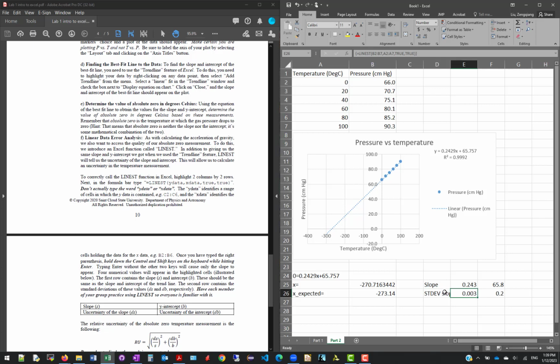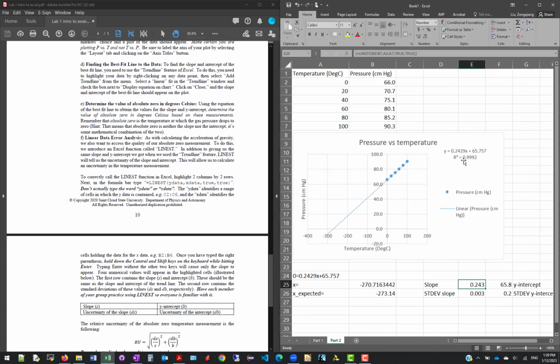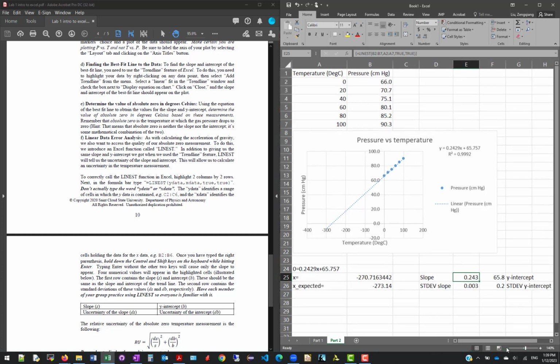Standard deviation slope, and this is y intercept. Right. Alright, since I don't have anything around it, this is okay. If I don't really like that too well, I can just scale that a little just to show everything. Okay, so I have just finished part F.